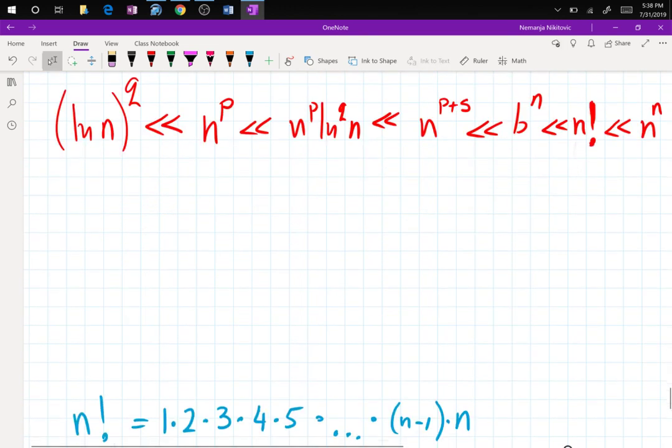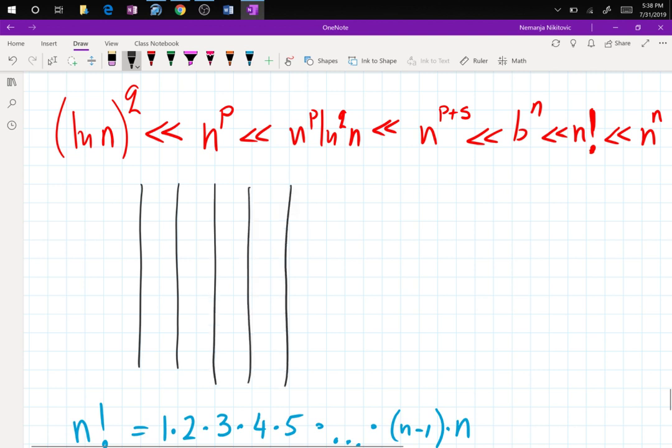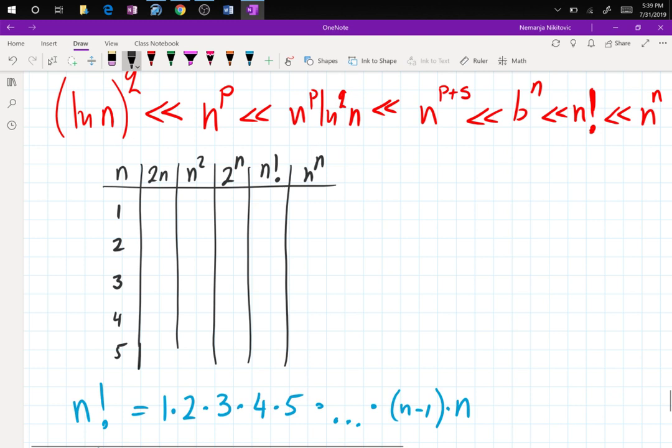I want to create a chart of values so you can observe how these values win over time. I'm not going to deal with ln's, don't need to waste time with that one. I'm going to use n, 2n, n squared, 2 to the n, n factorial, n to the n. Values for n are simply going to be 1, 2, 3, 4, and let's say 5.